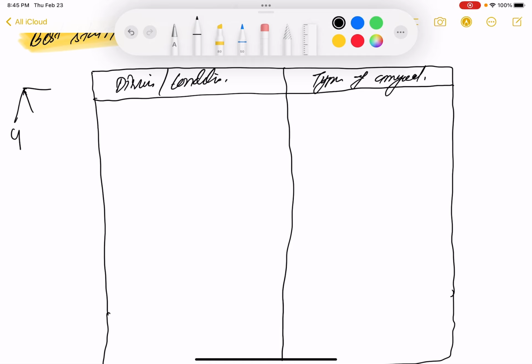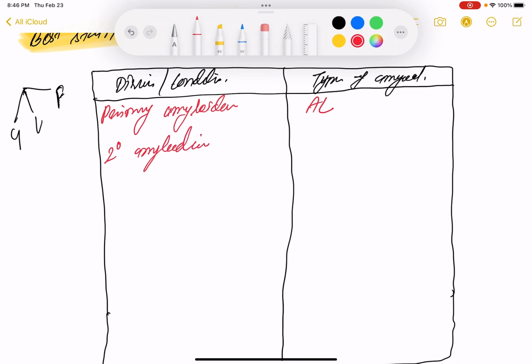generalized, localized and familial. First I will write generalized. In generalized, the first one is primary amyloidosis, in which the amyloid accumulated is AL. Then in generalized there is secondary amyloidosis, in which the amyloid accumulated is AA.